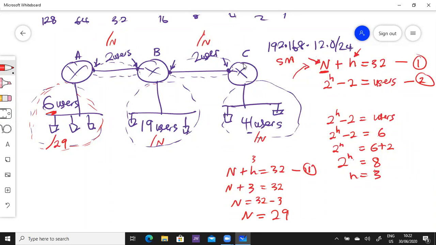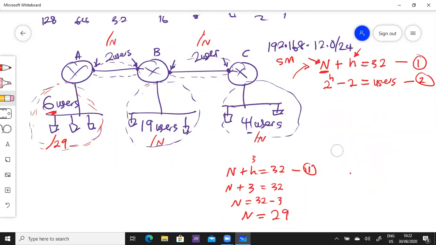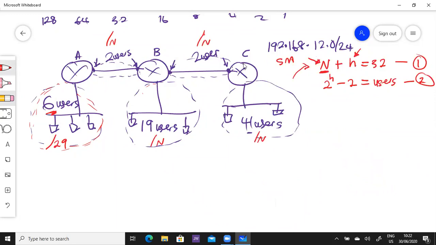We do the same for the second subnet. For lack of space, let me delete this. I'm going to repeat the same steps. So for the 19 users, we repeat equation 2 here and we put 19 in place of the users. The 2 crosses the equal sign to be positive. So 2 raised to the power h is equal to 21. Now take note, this equal sign here is not a strict equal sign, because we don't want fractions for h. It has to be an integer or a whole number. So we're going to do trial and error.